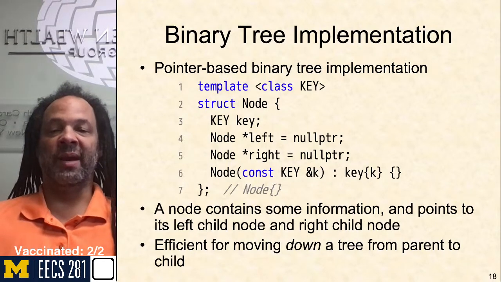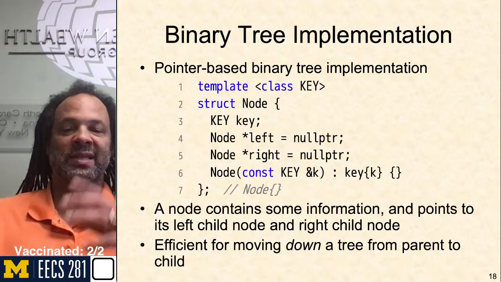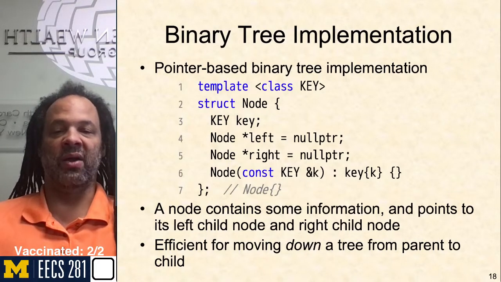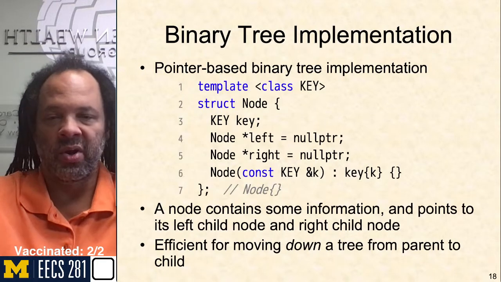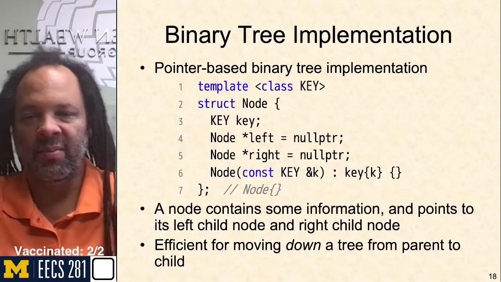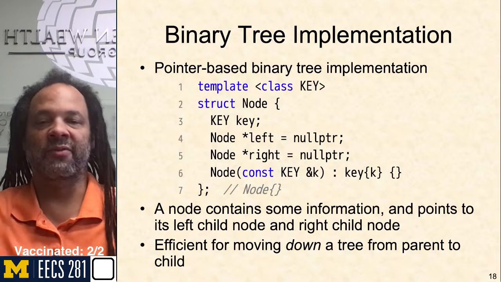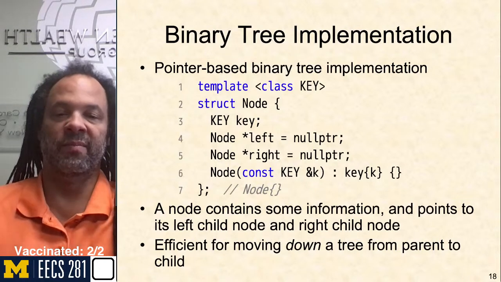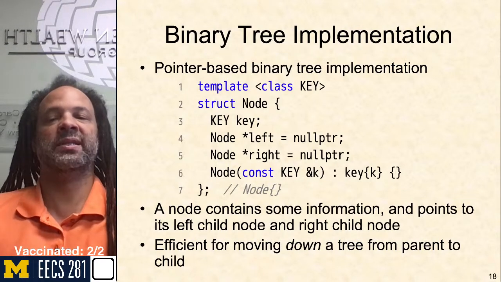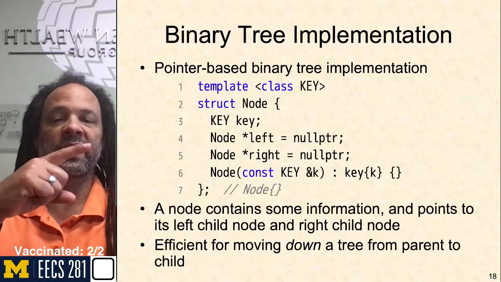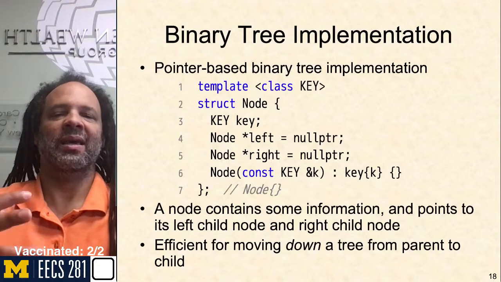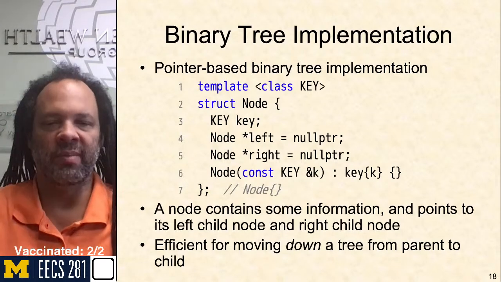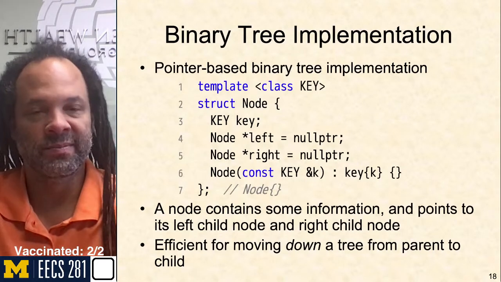So the node has some information, of course, that's the key, and then it points downwards to its left child and right child nodes. Very efficient for moving down, because we can always just jump down a pointer and be at the left child, or jump down a pointer and be at the right child. It's not so great for moving up. It's actually impossible to move up a tree. How do we manage this? Most of the time our algorithms that involve this type of data structure end up being recursive so that we can get our information back up the tree by recursing. And that's how they work.